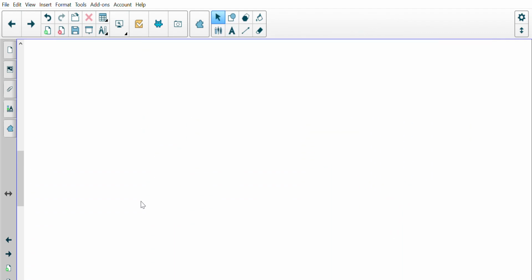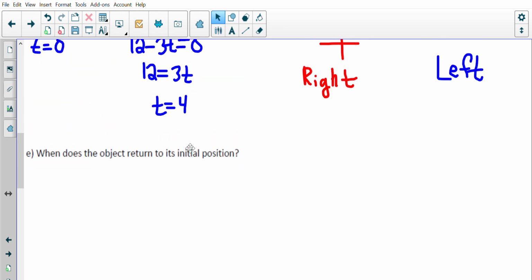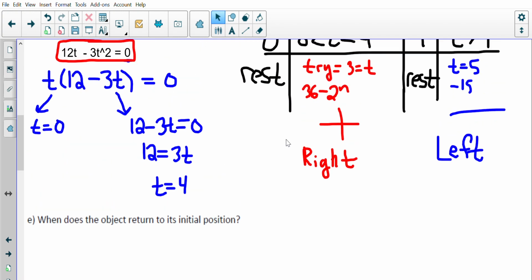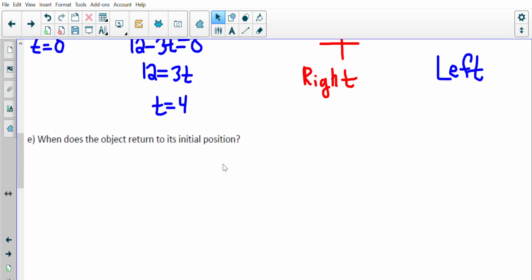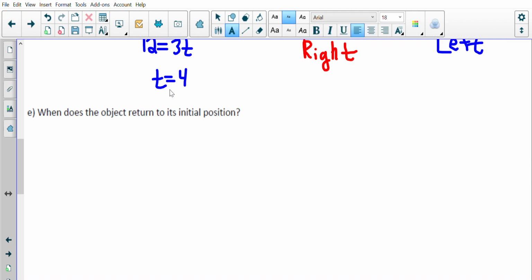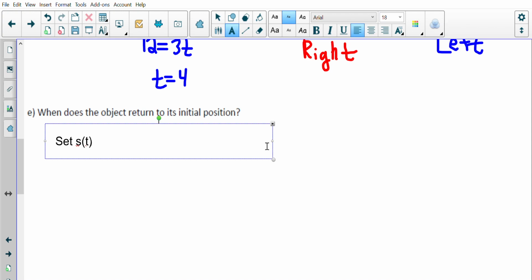All right, I got something else down here. When does the object return to its initial position? All right, so that's a little bit different. So we're talking about position, and its initial position is 0. And so we want to now set s of t, the position function, equal to 0. So when is it at 0? I'm assuming at the start.